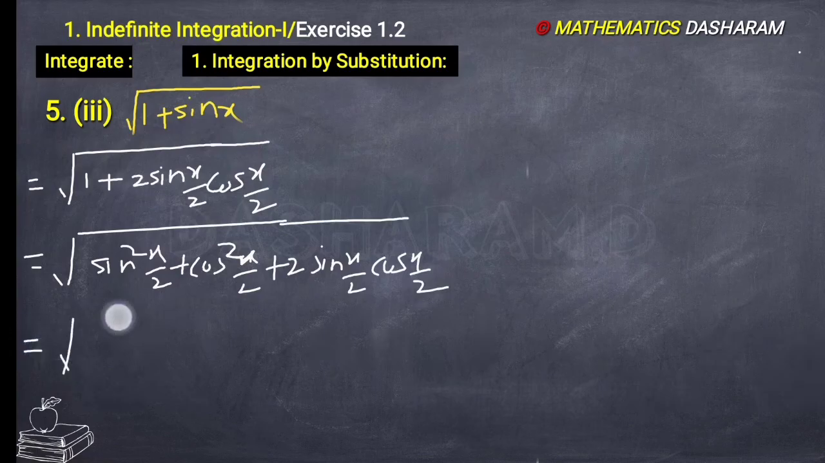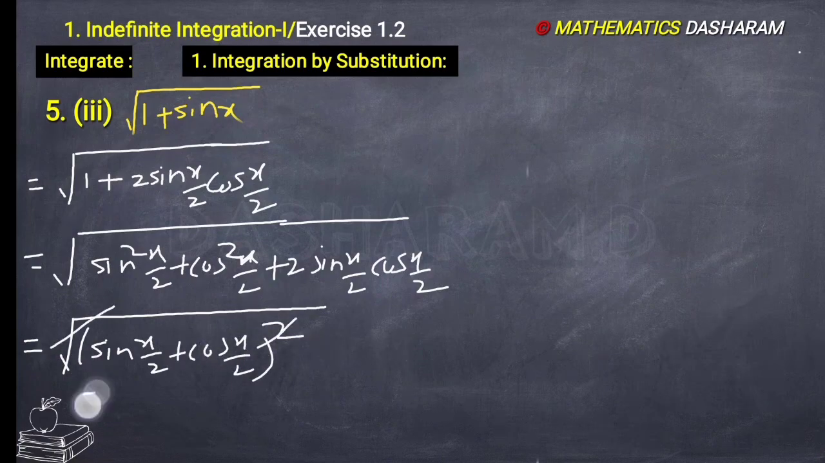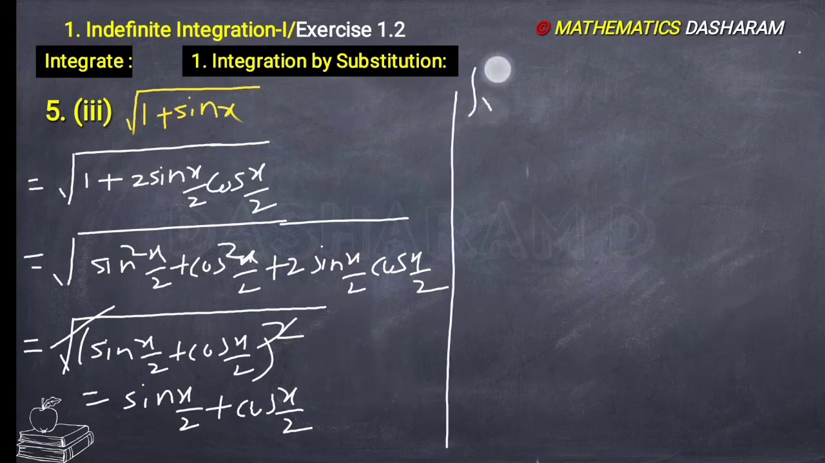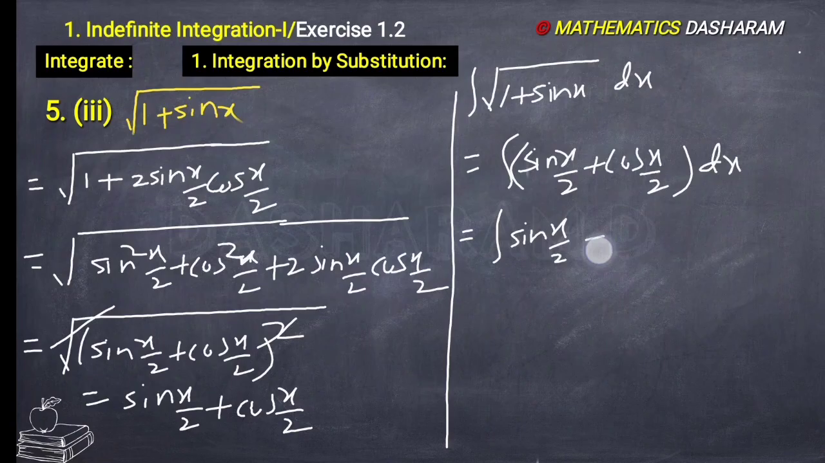So now it is in the form of a square plus b square plus 2ab, which equals sin x by 2 plus cos x by 2 whole square. Now the square root cancels, so we get sin x by 2 plus cos x by 2. So now the integration of under root 1 plus sin x dx equals integration of sin x by 2 plus cos x by 2 whole dx. Then apply the integration for each term separately, plus integration of cos x by 2 dx.